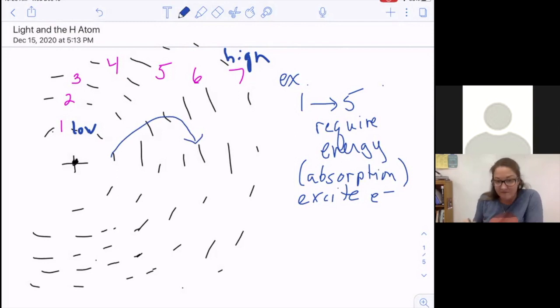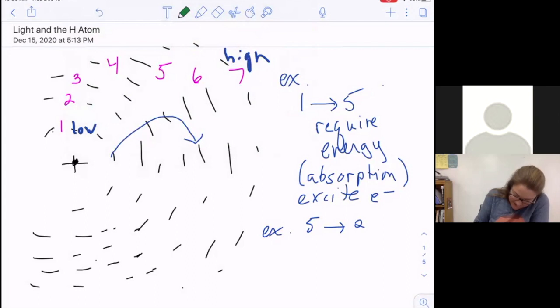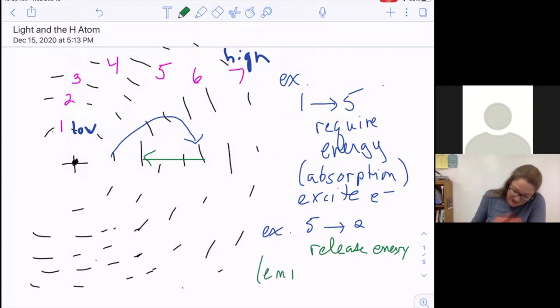When an electron falls back down, so for example, let's say it goes from shell 5, which it's in, down to shell 2 or something. So from 5 down to 2, that way, jumping back down, it's going to release energy. And this is known as emission. And in this case, it's as light.